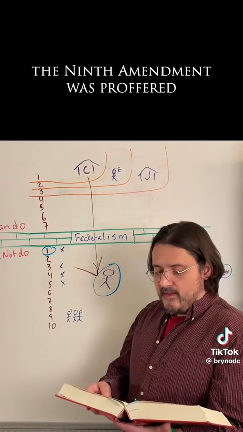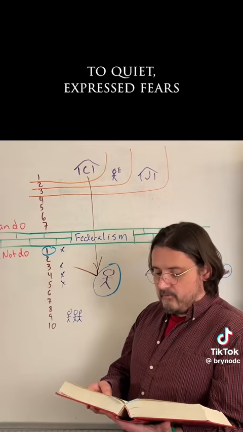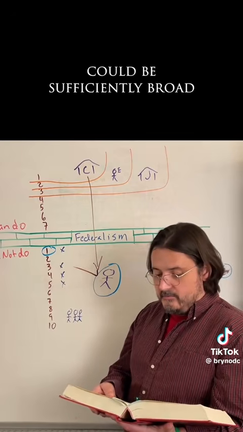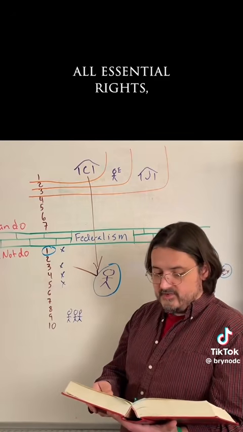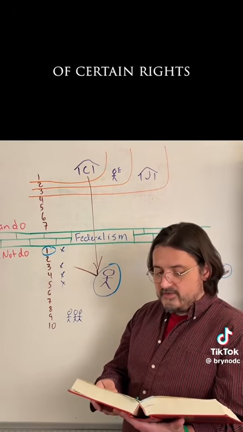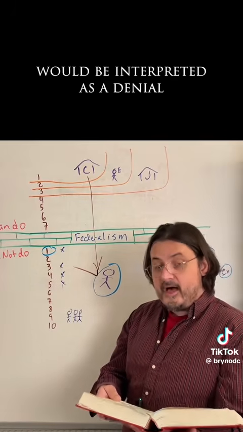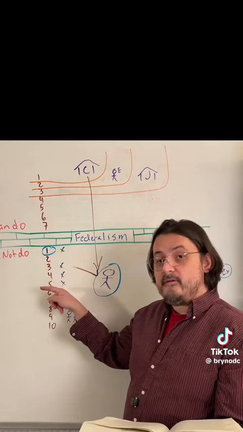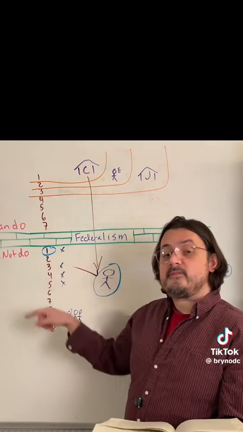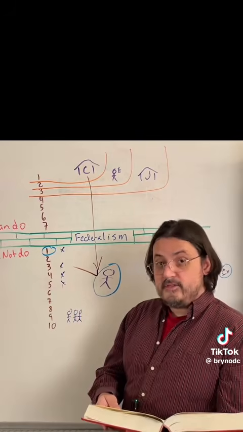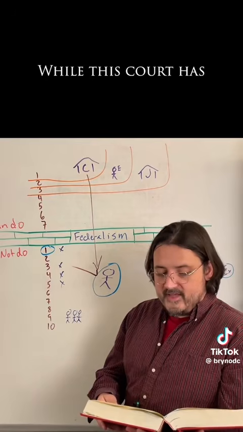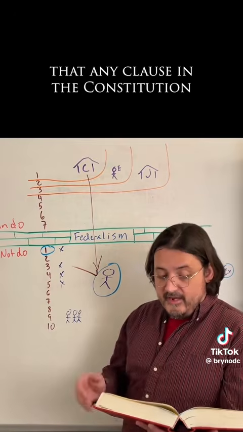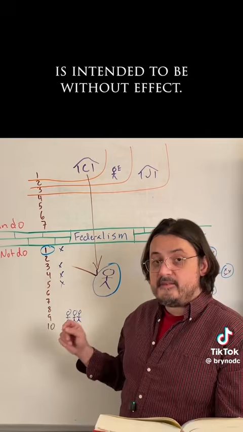The Chief Justice at the time and Justice Brennan concurred. They said that the 9th Amendment was proffered to quiet expressed fears that a bill of specifically enumerated rights could be sufficiently broad to cover all essential rights, and that the specific mention of certain rights would be interpreted as a denial that others were protected. In other words, this wasn't going to be enough, and they didn't want people thinking that just because these were listed, that was the end of the list. The justice goes on, "While this court has had little occasion to interpret the 9th Amendment, it cannot be presumed that any clause in the Constitution is intended to be without effect."